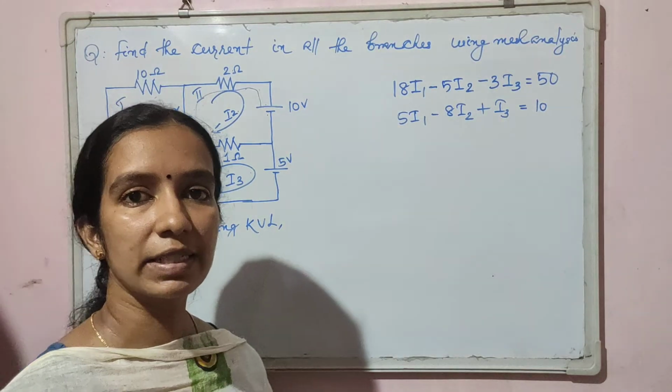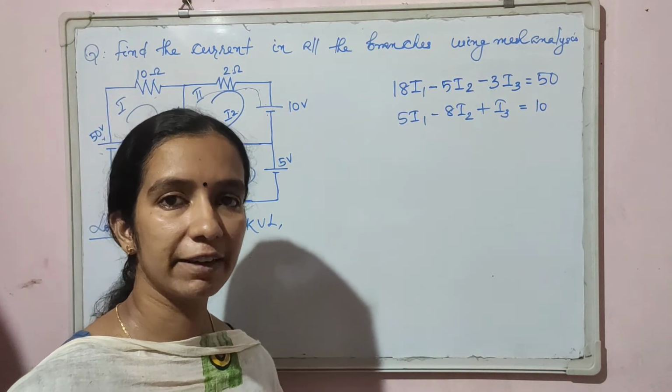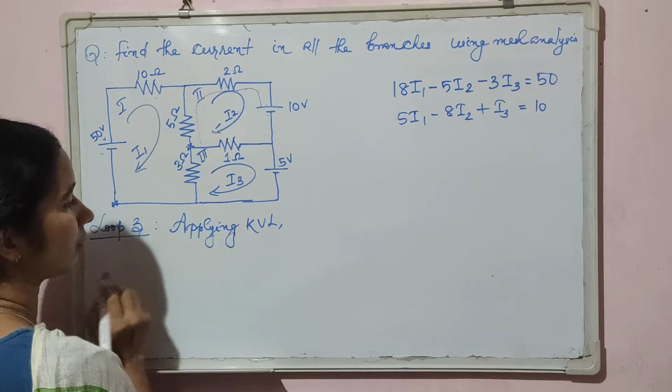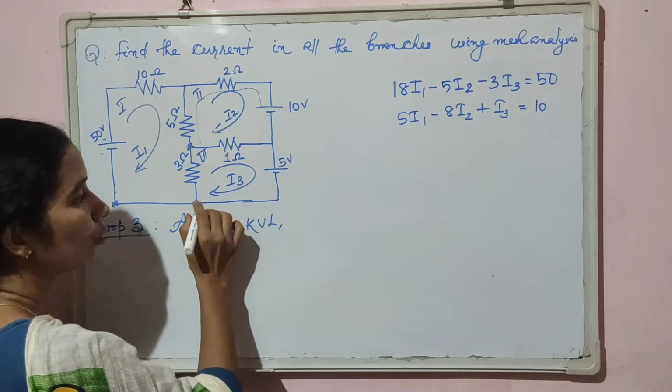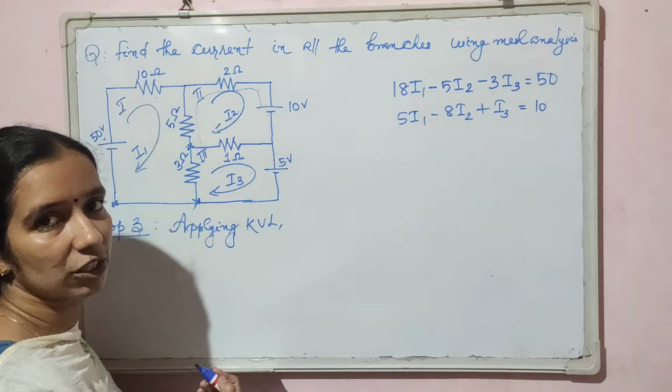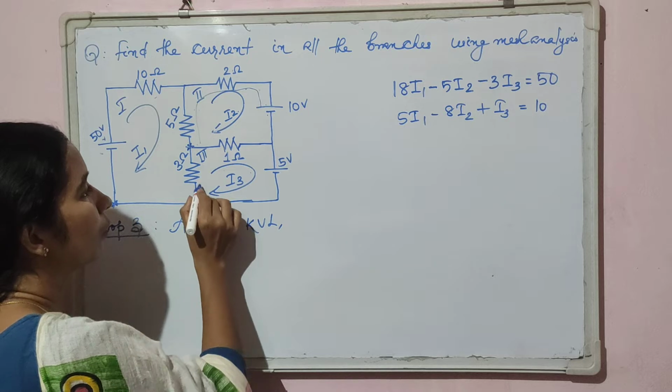Okay, now let us consider loop 3 and apply KVL to loop 3. So applying KVL. So this is loop 3. Let us start from this point. I will be moving in the clockwise direction. So I will be moving like this.